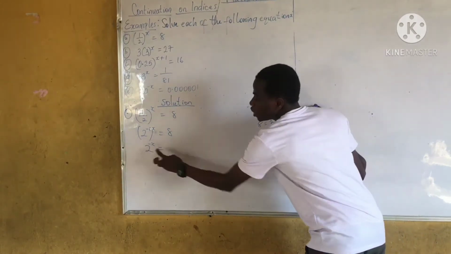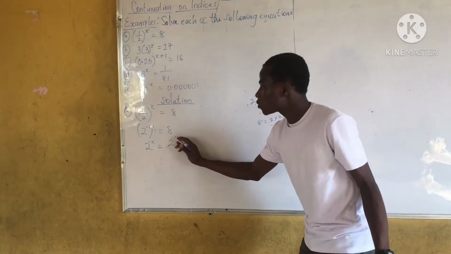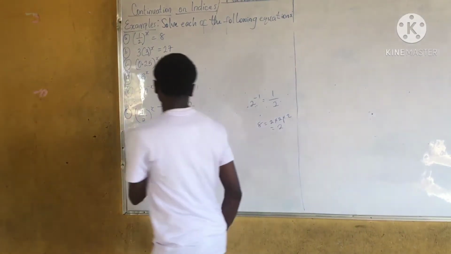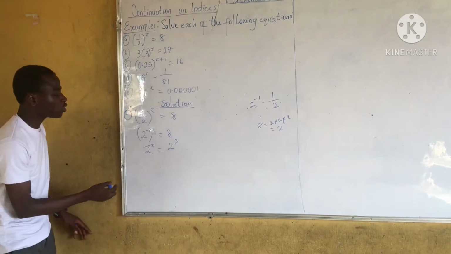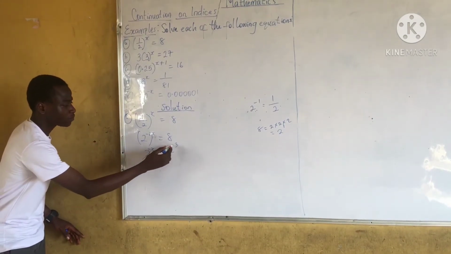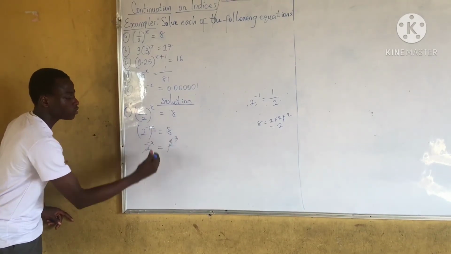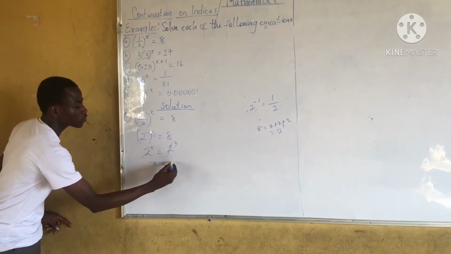So we are using 2 raised power 3 to make these two bases equal. Look at the two bases now, they are both equal. And when they are equal, they can terminate each other. So these two now can terminate this. So it remains minus x equals 3.